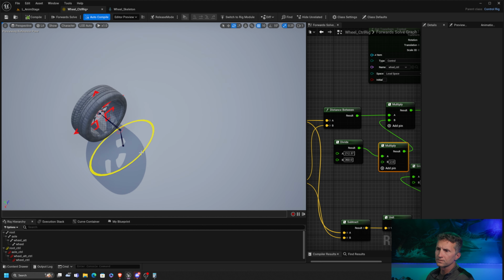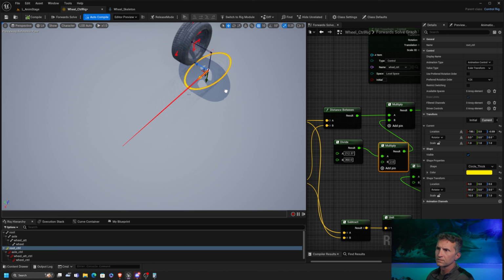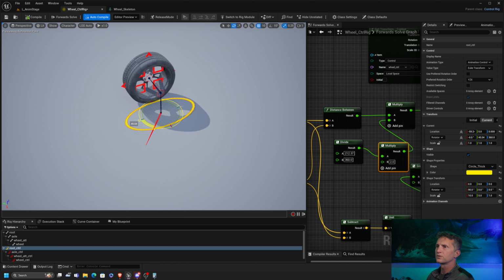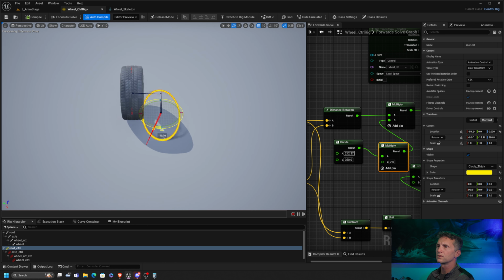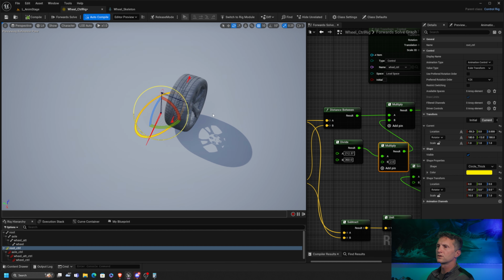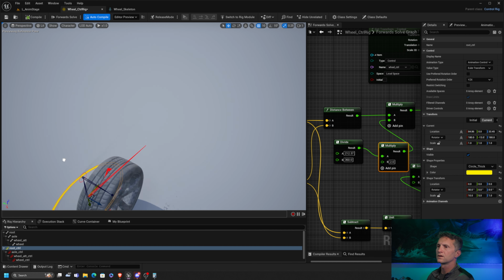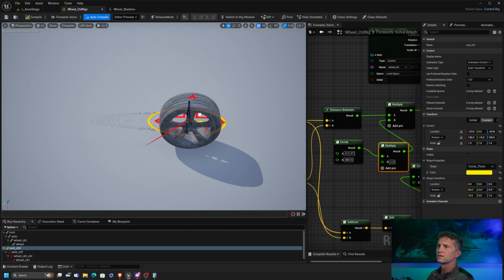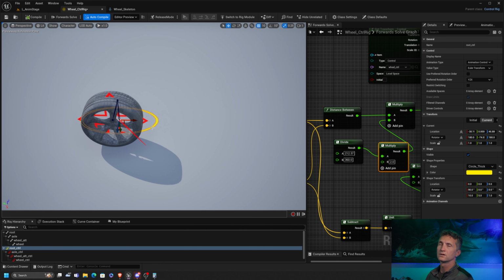Compile. The tire does rotate pretty well, even on the corners. So like as it's turning, that's kind of cool. So if we get over here to the other side, okay, I think that's a win. I'm calling that a win.